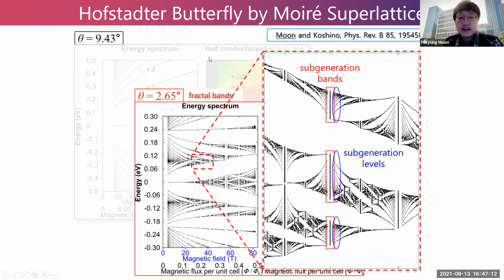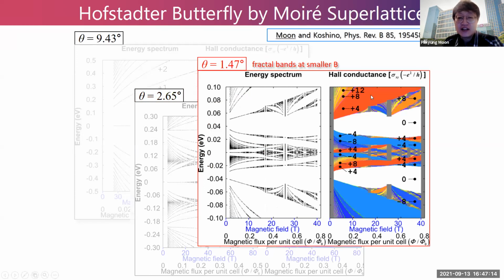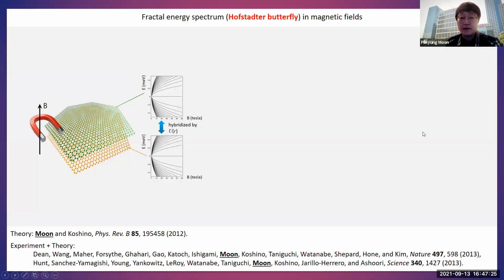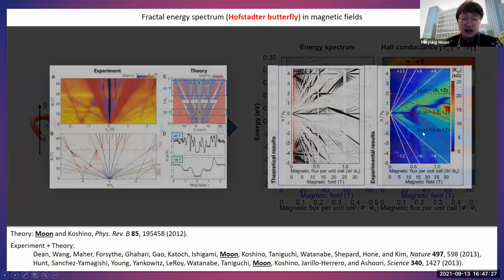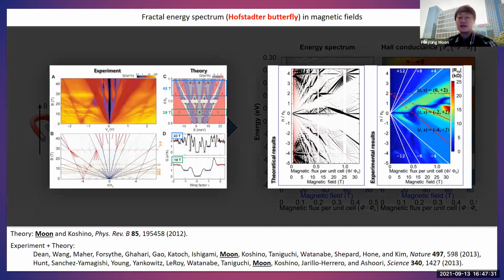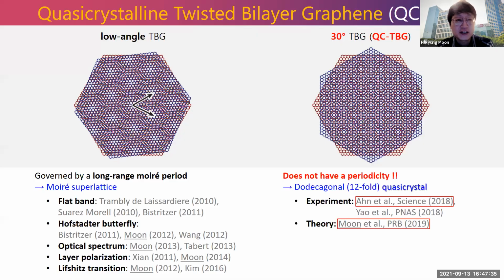If we further decrease the rotation angle and increase the unit cell size, we can see the butterfly at much weaker magnetic field. And in collaboration with experimental group, we showed the fractal energy spectrum and the Hofstadter's butterfly. Okay, so that was the Hofstadter butterfly, and this is a much newer result, quasi-crystal.